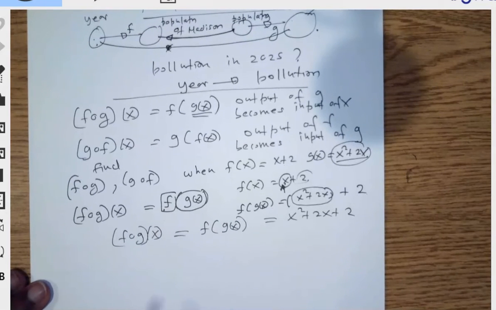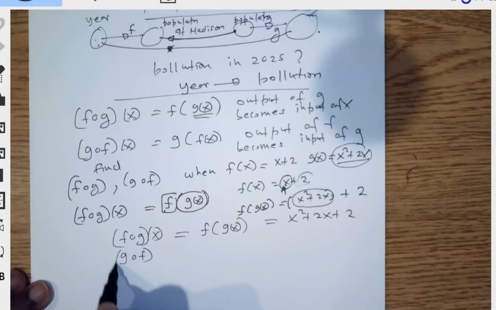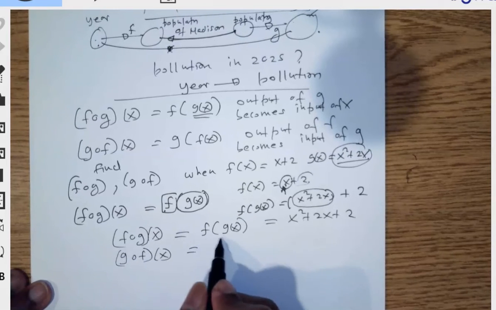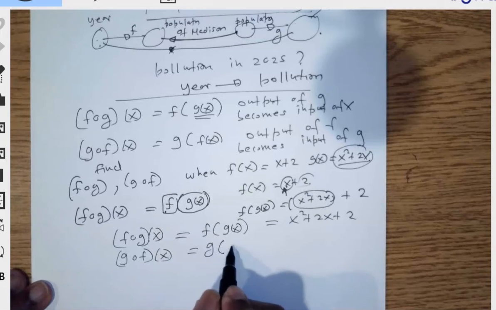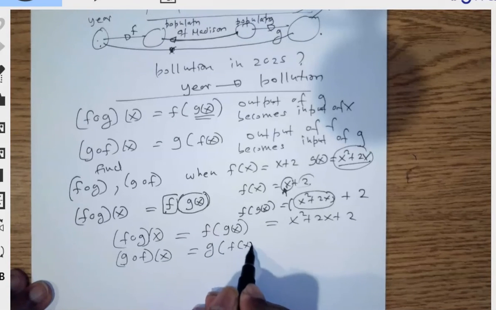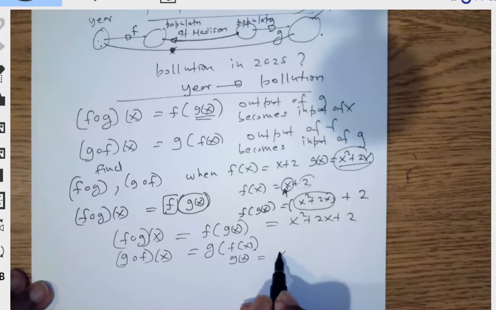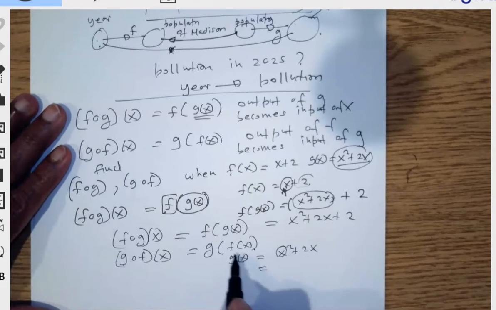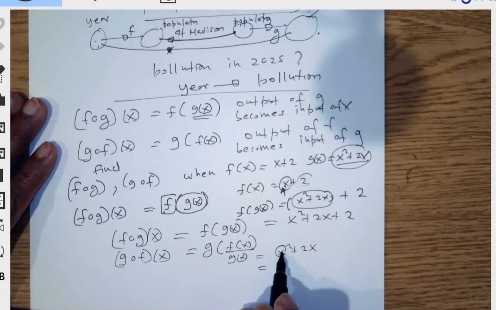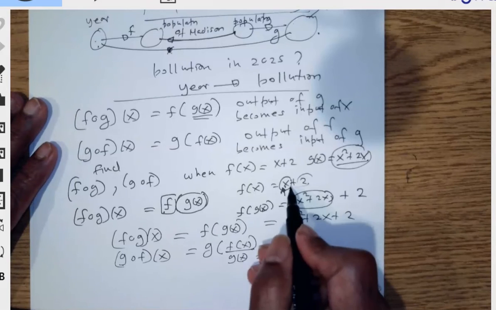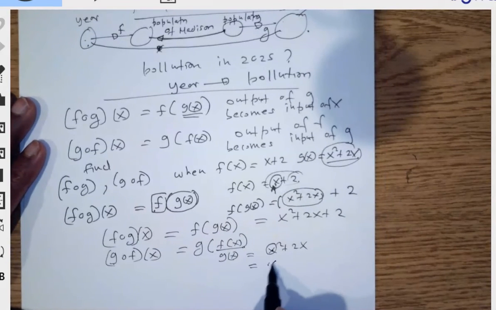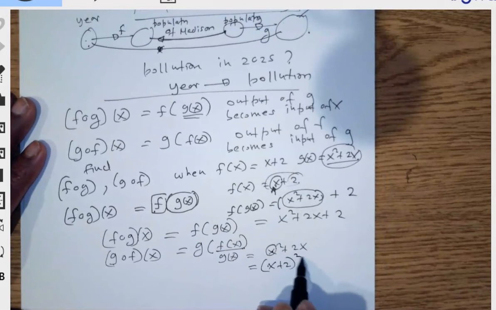Okay, so now let's find g circle f of x. By definition, you start with g and you replace the input by f of x. So what is g now? g is equal to x squared plus 2x. Wherever you see x, you replace it by f. So f is x plus 2. So we have x plus 2 squared, plus 2 times, the 2 is still there.